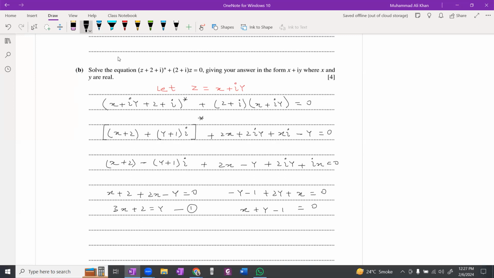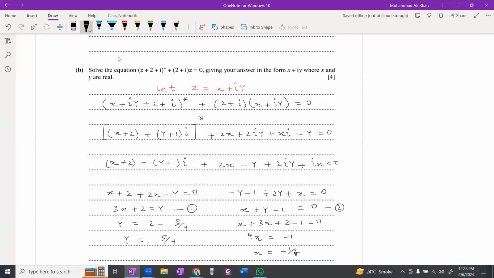Let's say this is equation 2. What is the value of y from equation 1? From equation 1, y equals 3x plus 2. So x plus 3x plus 2 minus 1 equals 0. So 4x equals minus 1 and x equals minus 1 upon 4. If we substitute this minus 1 upon 4 in equation 1, we will get the value of y, which is 2 minus 3 upon 4, and the value of y will be 5 upon 4.